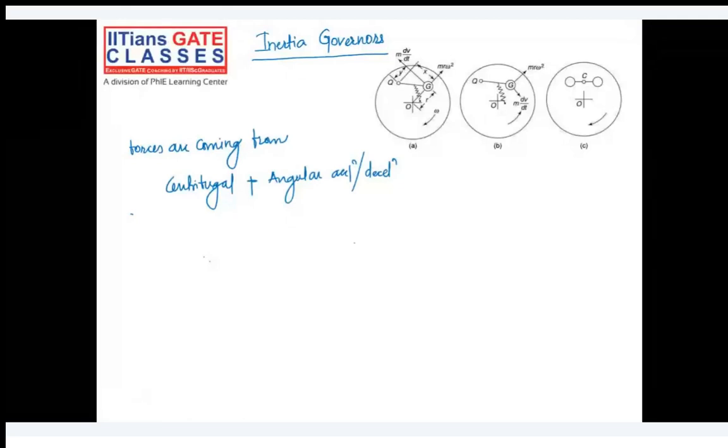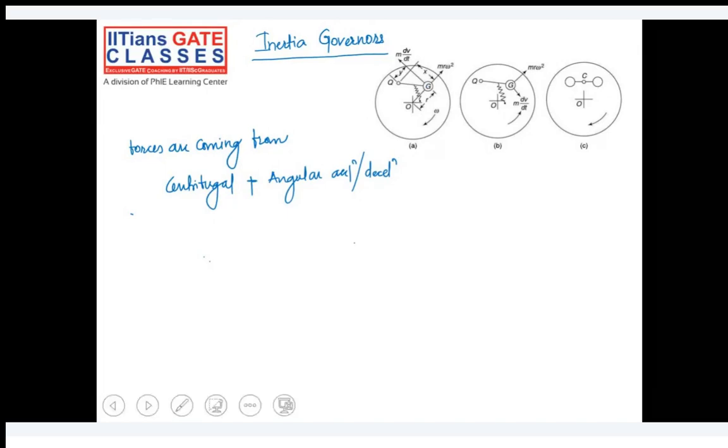Here you can clearly see, suppose G is a mass. We are keeping a mass at point G, which is offset from O. So from the center, at a certain distance R, I am putting a mass at G. Let me just use a laser pointer here. At this point, you can clearly see that we have used a mass M at the point G, a small mass M.